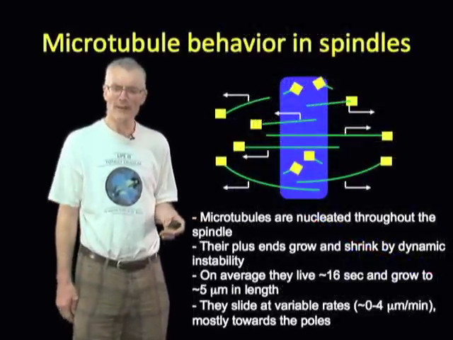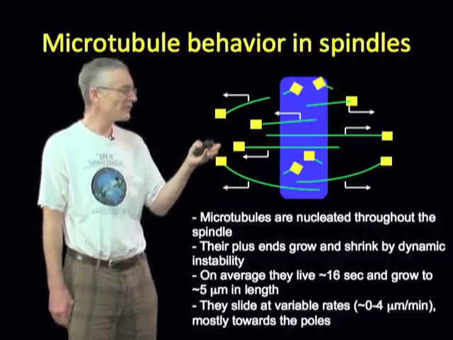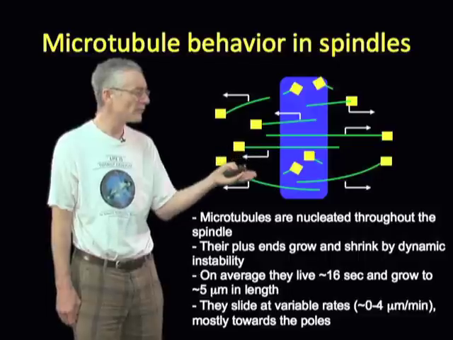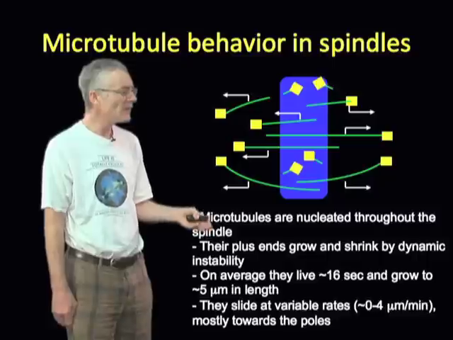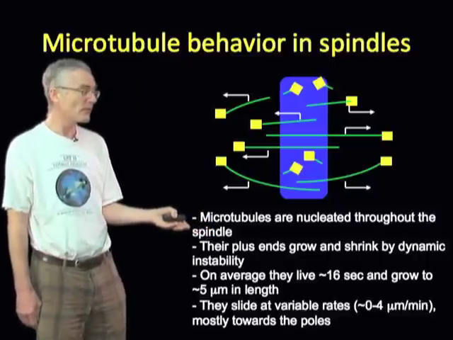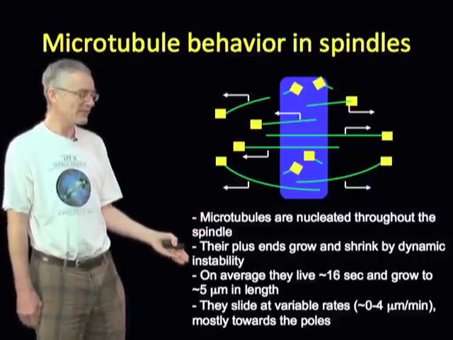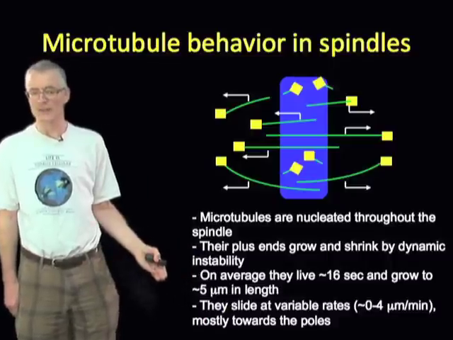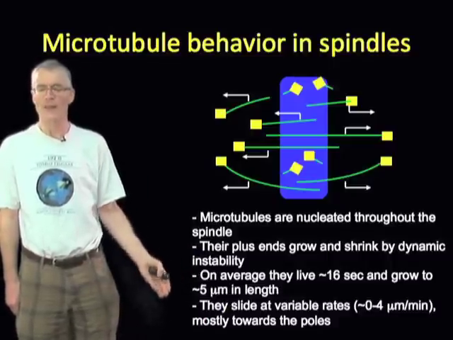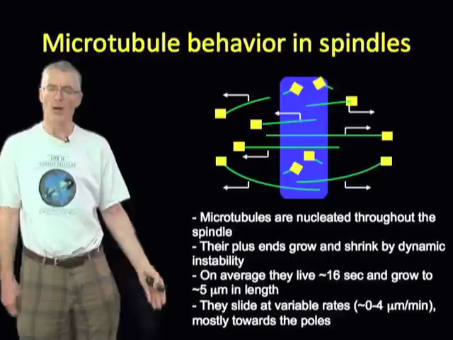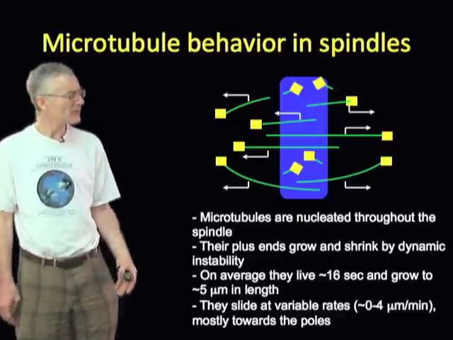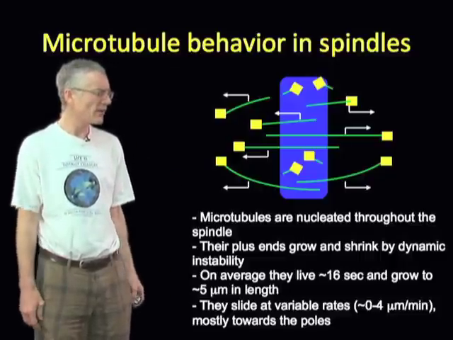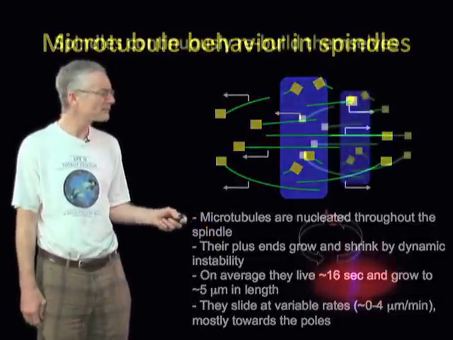So summarizing a lot of work of that kind, the picture of the spindle that emerges is here, where the yellow bars are some kind of nucleating structure, the green is the microtubule, and the white arrows are the sliding movement. So microtubules are nucleated throughout the spindle. Their plus ends grow and shrink by dynamic instability, which has a random walk-like character. On average, they live 16 seconds and grow to about 5 microns in length. And then they slide polewards, mostly at variable rates. So there's this sliding phenomenon. The microtubules are quite a bit shorter on average than the spindle itself, and they're all sliding.